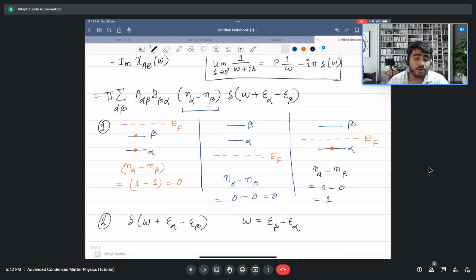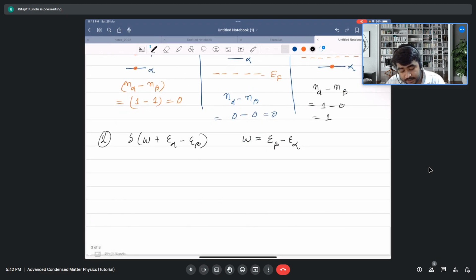Okay. So how do we physically visualize this? Let's say I can try to draw states. Let's say I have some states alpha and beta.